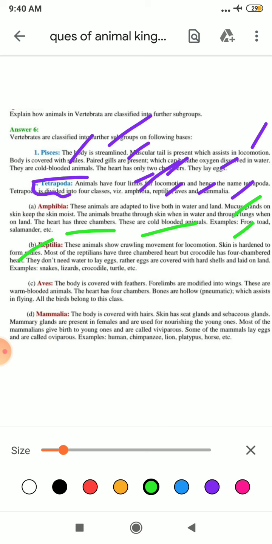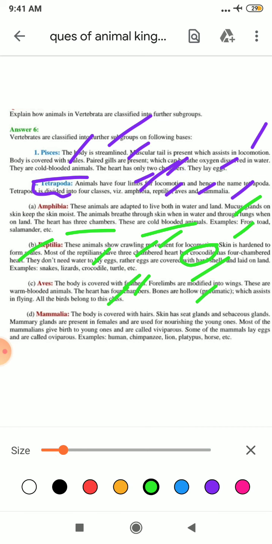About reptilia, I've told you that they have a crawling movement for locomotion and the skin is hard. Mostly they have a three chambered heart, but the exception is the crocodile, which has a four chambered heart. They do not lay their eggs in water, and their eggs are covered with hard shells. Examples are snake, lizard, crocodile, turtle. If I talk about aves, their body is covered with feathers. And I've told you that the forelimbs are modified into wings. These are warm blooded animals, clear. They have a four chambered heart, and bones are hollow, that is why they are able to fly. And all the birds belong to this class.